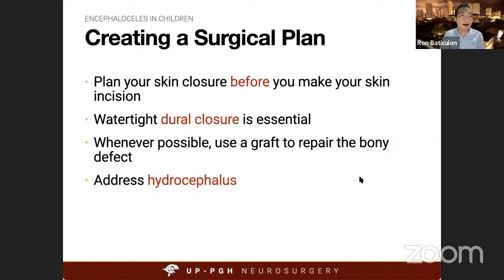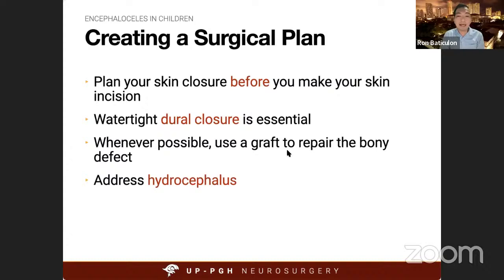So as I've said, when you're doing work anteriorly, you could easily use the pericranium. If the pericranium is thin, you could actually use temporalis fascia if you don't want to harvest your fascia lata. And then as I've said, whenever possible, use a graft to repair the bony defect. I will show you later examples of where we get the bone graft. You could either split the calvarium or you can harvest from adjacent bone. And then address the hydrocephalus.